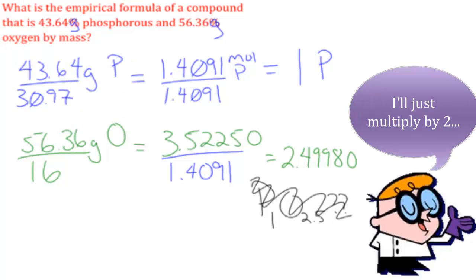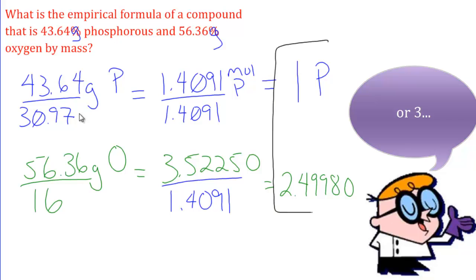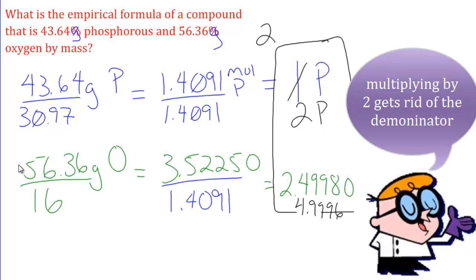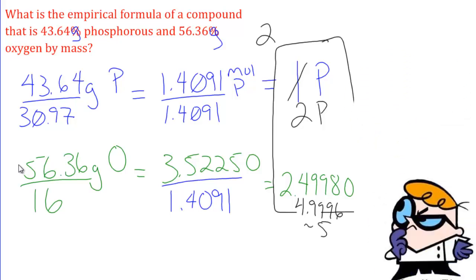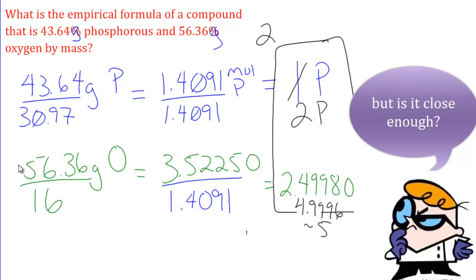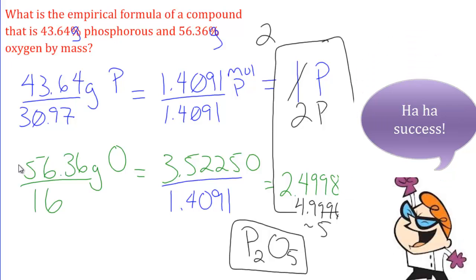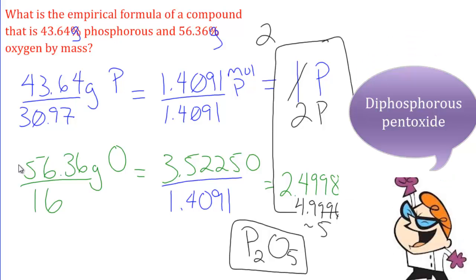Since we didn't get near a whole number when we divided by the moles of phosphorus, we'll multiply all of our numbers by 2. So when we do so, we find that we have 2 phosphorus for every 4.99 oxygen, which is very near 5. So our empirical formula for this compound will be P2O5, or diphosphorus pentoxide.